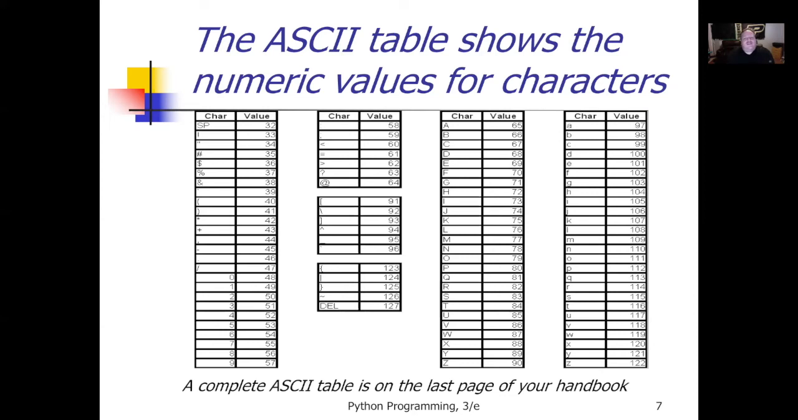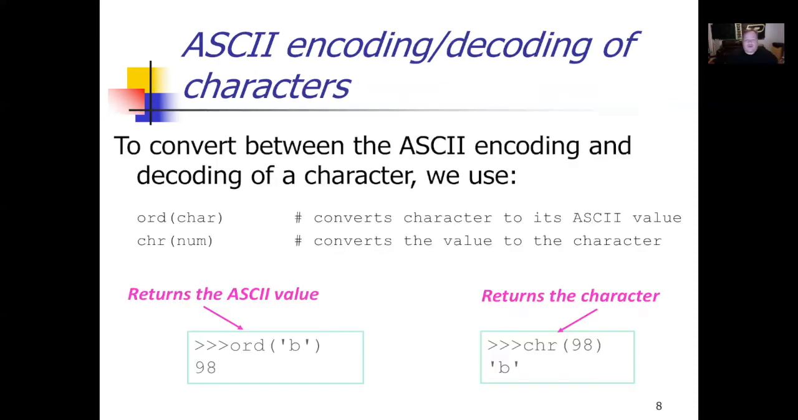We don't have access to the Unicode table directly in Python. You can, but by default, we have access to the ASCII table, the first 256 characters that are printable or displayable or that you can work with on the screen. So we can convert values back and forth from the character to its ASCII numeric value, and then back from the numeric value to a character again. This is done using two commands, the ORD function and the CHR function.